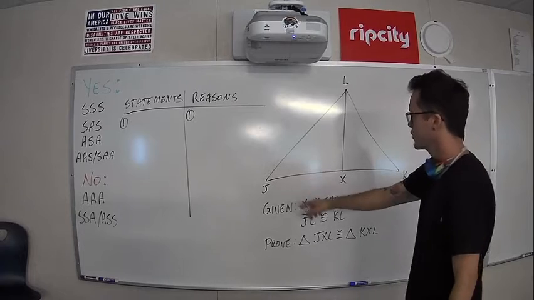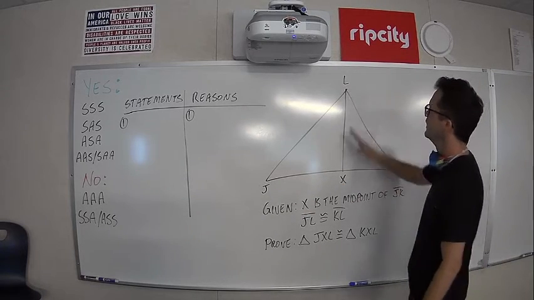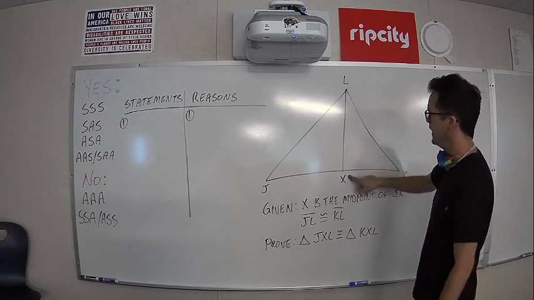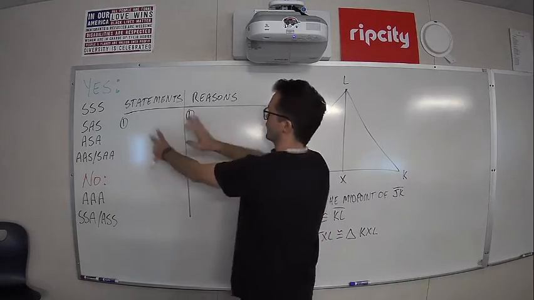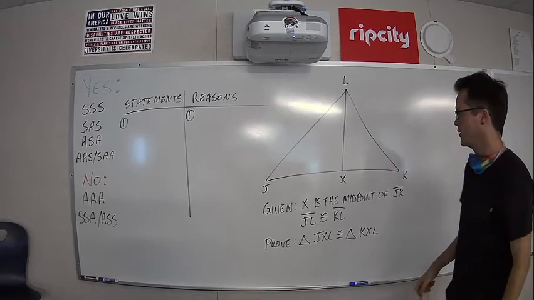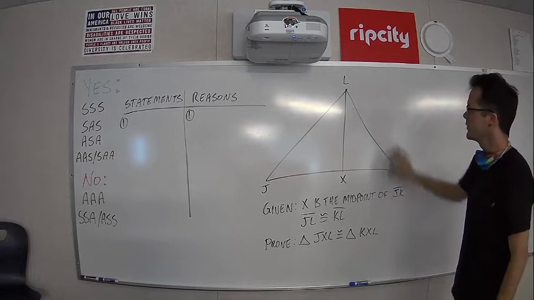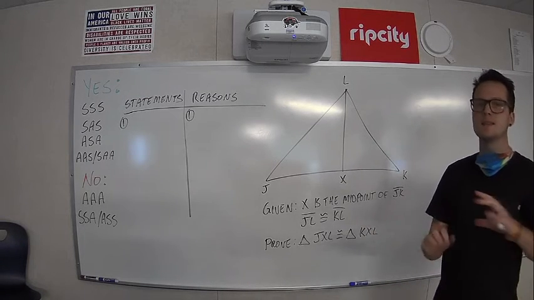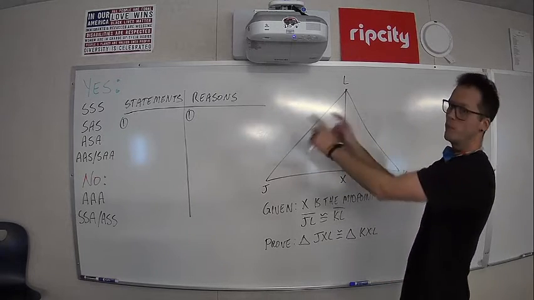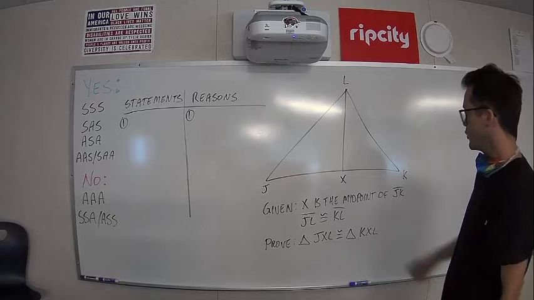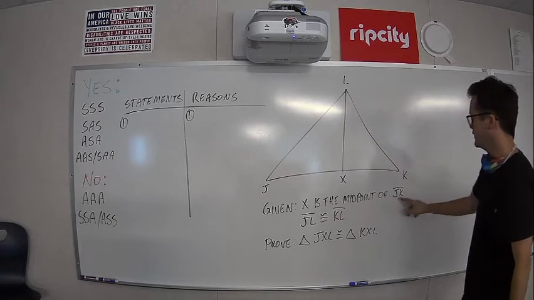We have this big triangle, J, K, L, and then we have this line down the middle, LX, and then we have some given information. So before we even look at this, forget that's even there. I shouldn't have even drawn it up there yet. We're just going to look at the given information. We're going to look at our picture. We're going to analyze this. We're going to see what we can see, and then we'll make a game plan, and then we'll start putting things over there. So we're given that X is the midpoint of JK.